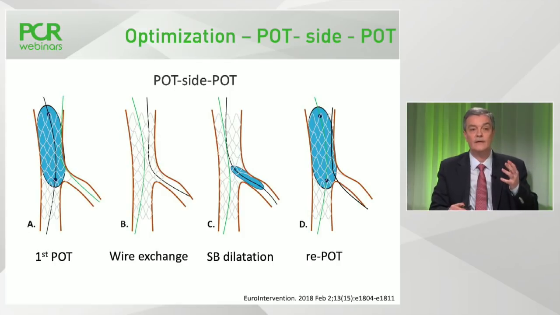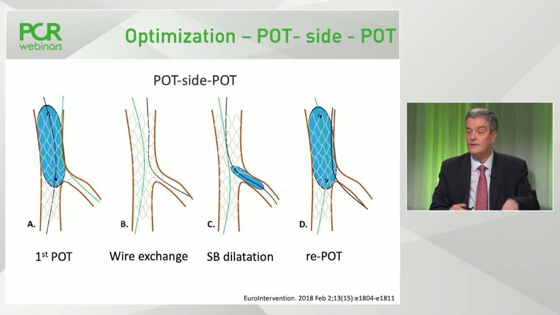But what is the sequence in POT, side POT? It's actually after first proximal optimization, we exchange the wires, and then we go with an adequately sized balloon into the ostium of the side branch, open struts. As a consequence, we always have main vessel stent deformation following that inflation, and we correct that stent deformation by second POT. So POT, wire exchange, predilatation of the ostium, and then second POT.